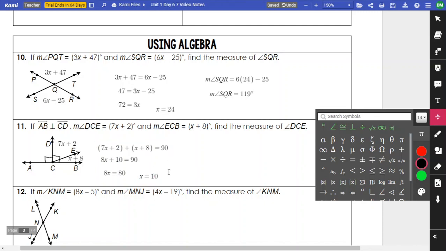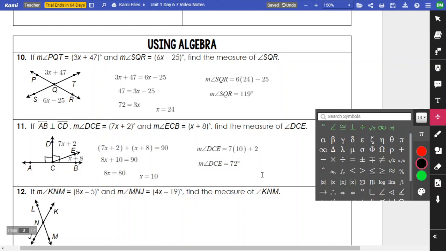And again, we need to look at what the question is actually asking. It's asking us to find the measure of DCE. So the measure of angle DCE is equal to 7 times 10 plus 2. And this means 72. So the measure of DCE is equal to 72 degrees.